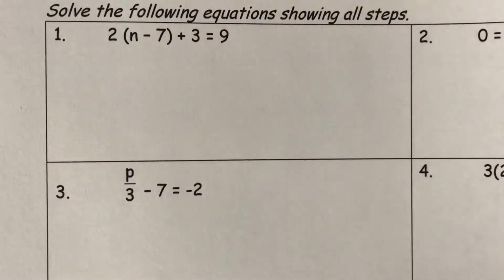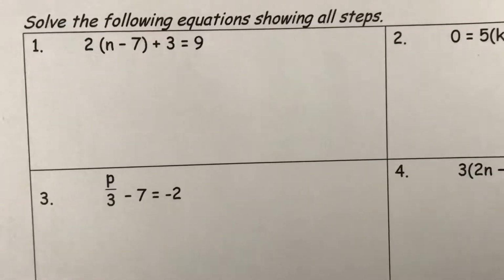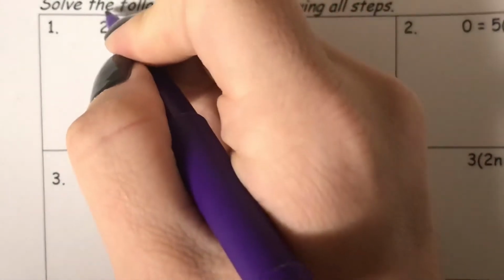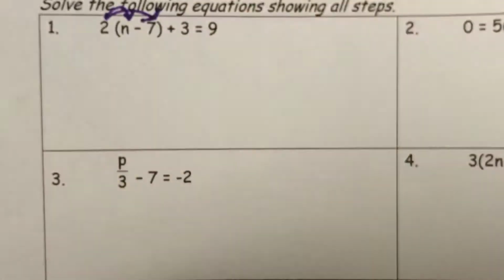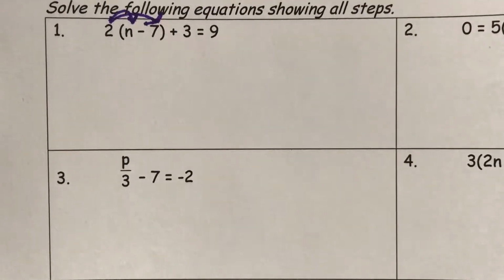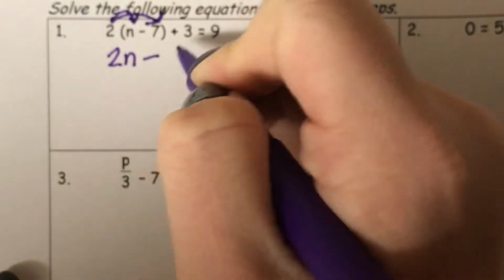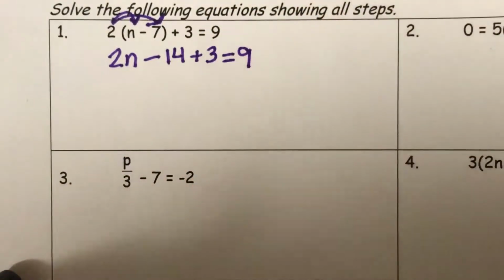We have 2 on the outside of n minus 7 plus 3 equals 9. So as we know from previous knowledge, we need to distribute the 2 to everything in parentheses. So if you distribute the 2, you're left with 2n minus 2 times 7 is 14 plus 3 equals 9.